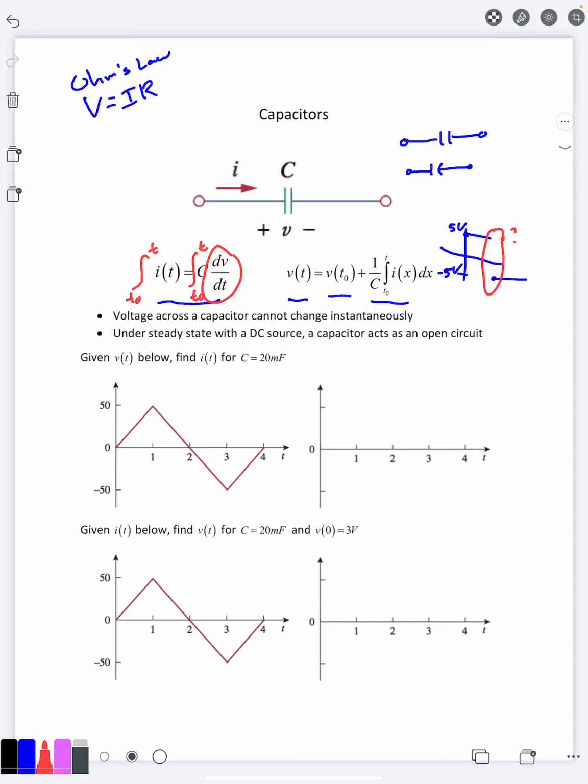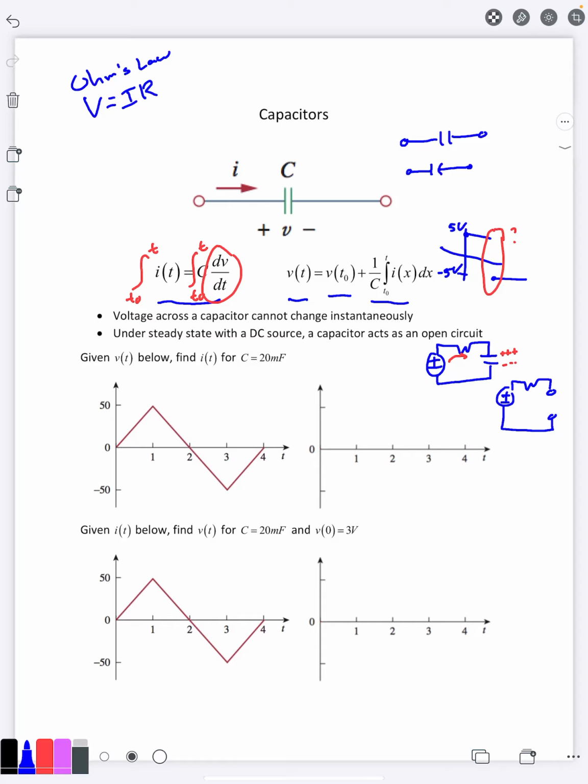The second thing here is that under steady state with a DC source, a capacitor acts as an open circuit. What that means is if you have a circuit with a typical DC battery and you have your capacitor in there, as you plug in your battery, current is going to start flowing and it's going to charge up the capacitor more and more. At some point, the capacitor is going to become fully charged and it won't be able to hold any more charge, and once that happens, current is no longer going to flow, and you'll have this break in your circuit where current can't go through.